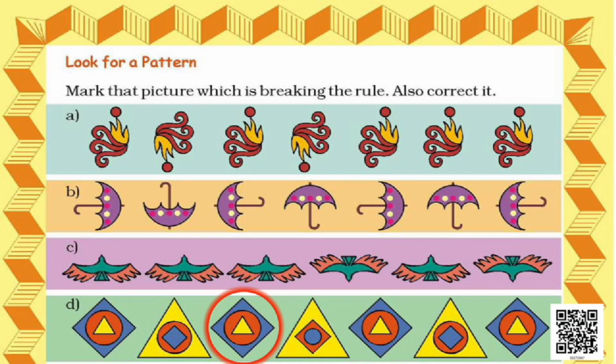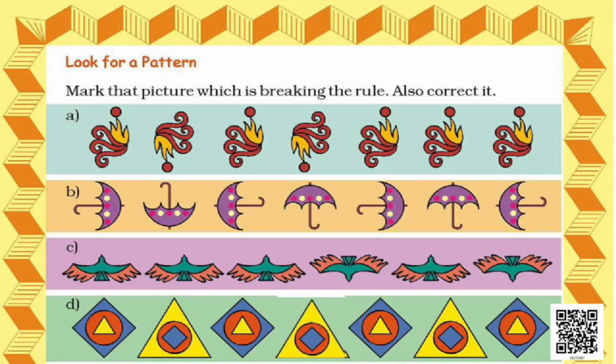But what's happening with the fourth picture? It is an incorrect one because there is a triangle, within that a square, and within that a circle, which should be a triangle, within that a circle, and within that a square. So when we correct it, all the 7 pictures follow the same pattern.